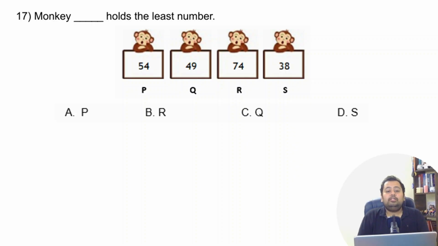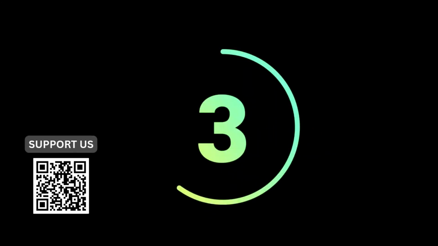Monkey dash holds the least number. So you see some monkeys holding some number. You have to find out which of the numbers is the least number, is the lowest number, right? Pause the video, find the solution, and then go to the next part.